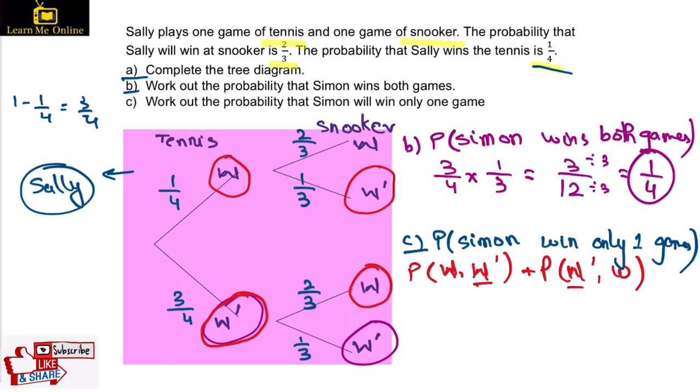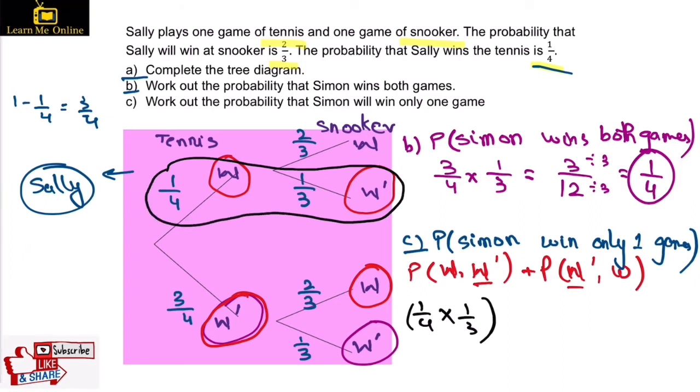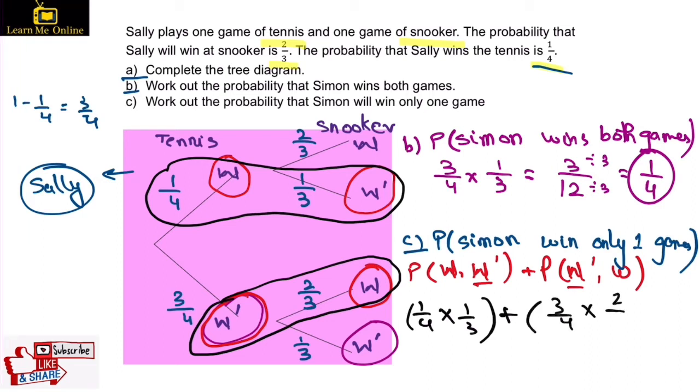So win is 1/4 times not win is 1/3. This is the first combination we have chosen, with the win and the not win. The other one is we have chosen the not win with the win. So not win with the win would be this combination. The fraction of this would be 3/4 times 2/3.